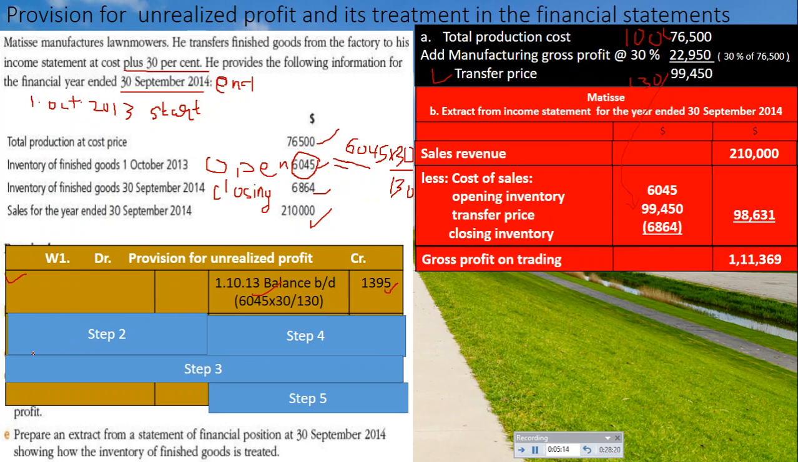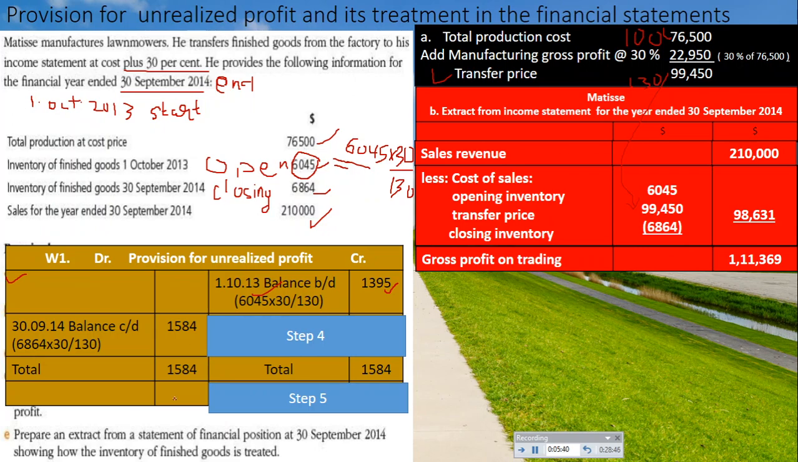In a similar manner, now we go to step 2. We will find the profit tied up in the closing inventory. The closing inventory is 6864, so you will use the same technique. The 6864 into 30, we need the profit portion, divide by the equivalent 130%. So you get 1584. That's it. So far so good. Now the next step is step 3, you simply add the total. The total in your debit side is 1584, and the total in your credit side should also be 1584 because the bigger amount is the total. So now balance it up.